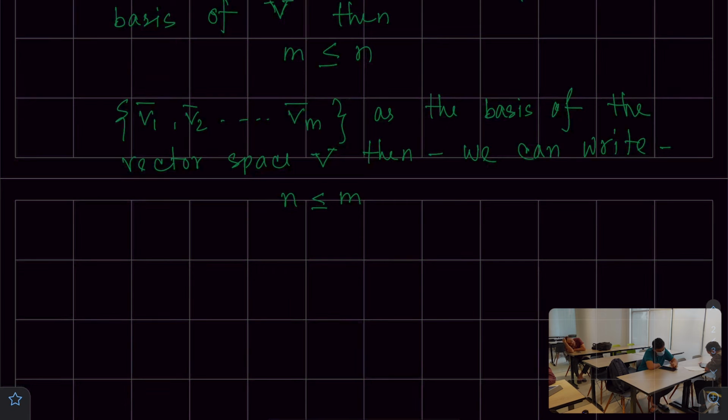So then we conclude, we can write n equals to... Okay, so this is the first corollary, and so this corollary allows us to define the dimension of a finite dimensional vector space as the number of elements in a basis of V.